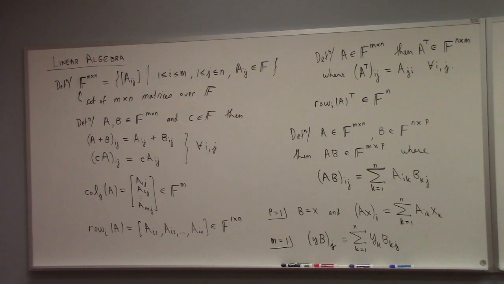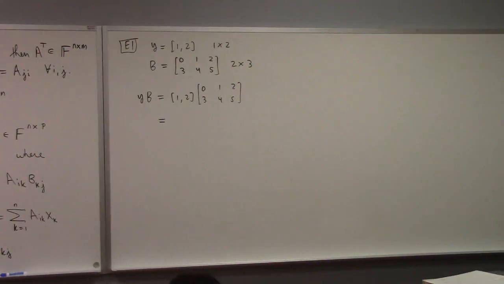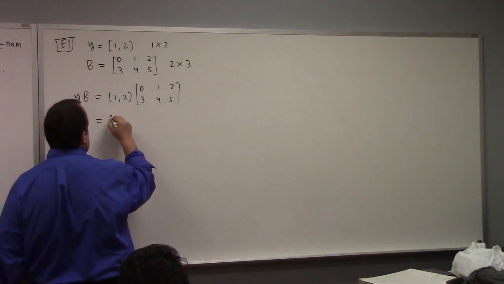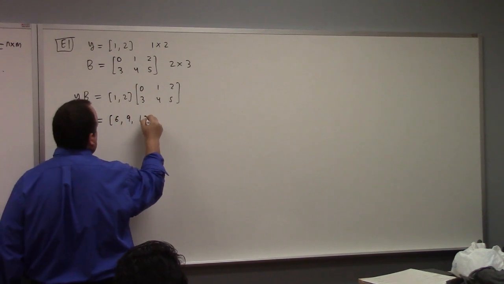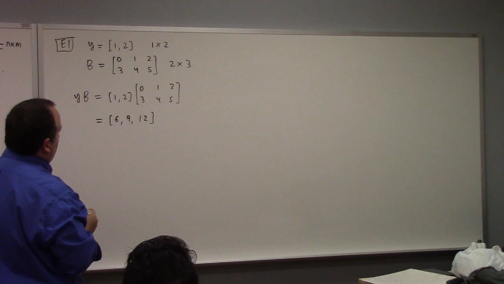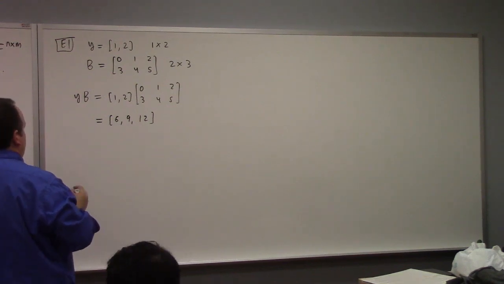See, I am so heavily invested in the world of column vectors. It's hard for me to go over to this wild world of row vectors. 6, 9, 12. Oh, so you got 6, 9, 12? Yeah. Cool. All right.